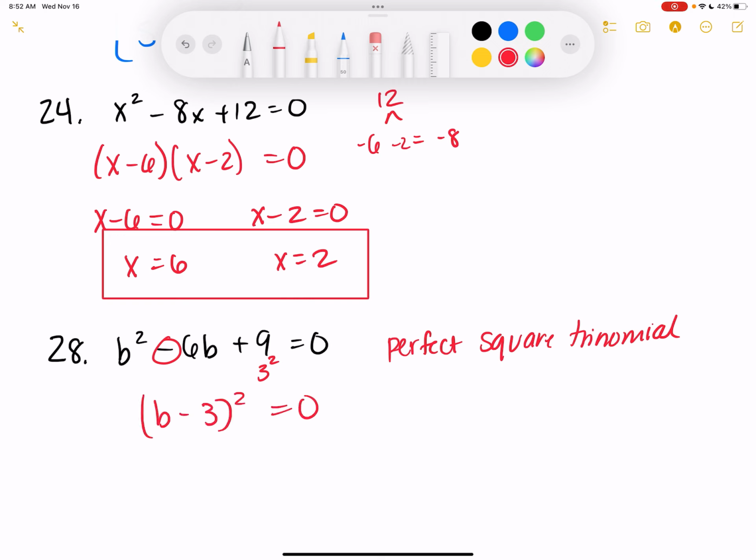So because it's squared, we don't have to write it twice. It's going to be the same solution both times. What you'll learn later in pre-cal is that that is the multiplicity of it. So that's how many times it occurs. So we would just say then that b minus 3 equals 0. So b equals 3 is the solution to this one.